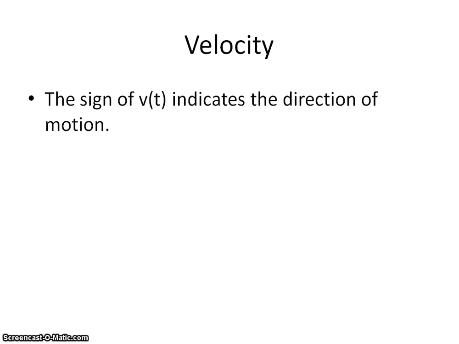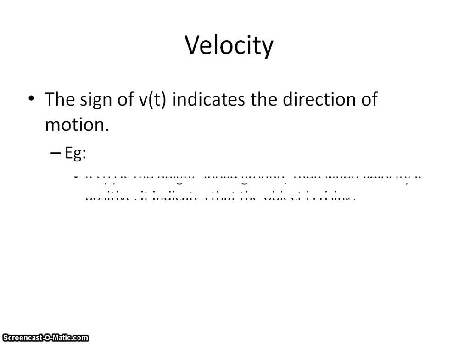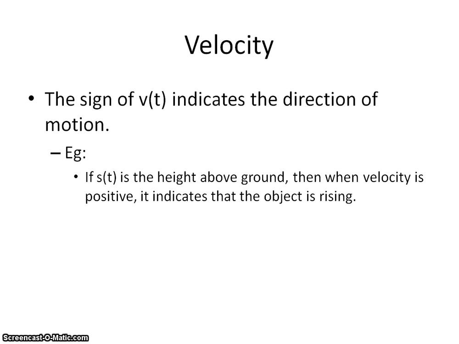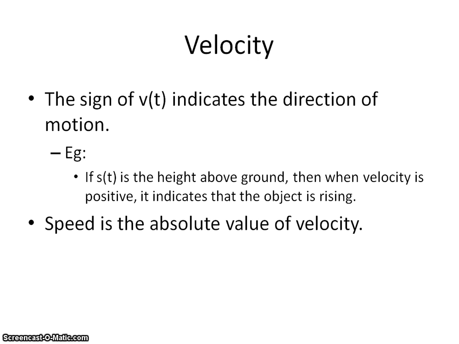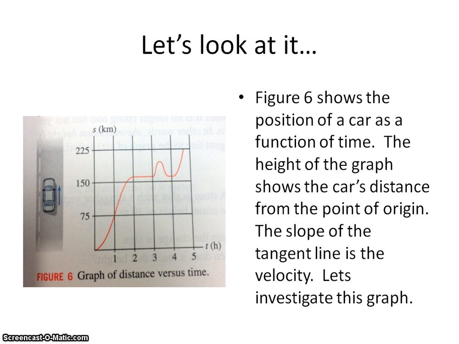Alright, the sign of velocity indicates the direction of motion. So if s of t is the height above ground, when velocity is positive, it indicates that the object is rising. And speed is the absolute value of velocity. So if we look at this figure right here, this is a graph of distance versus time. Figure 6 shows the position of a car as a function of time. So the height of the graph shows the car's distance from the origin. So from here all the way up shows the distance the car has gone. The slope of the tangent line is its velocity. So let's investigate this graph a little further.